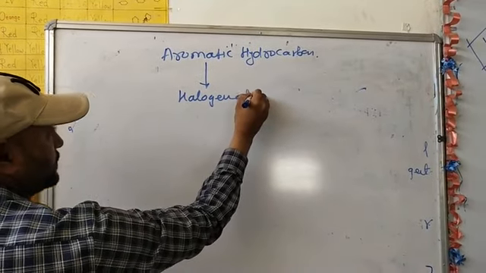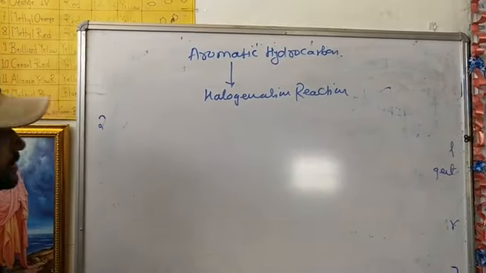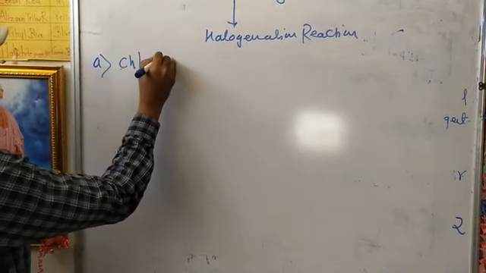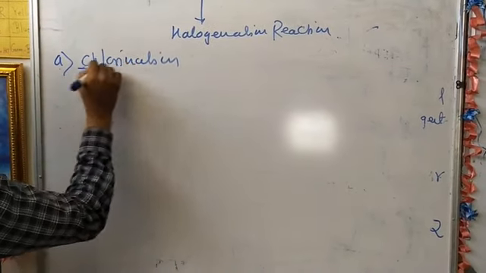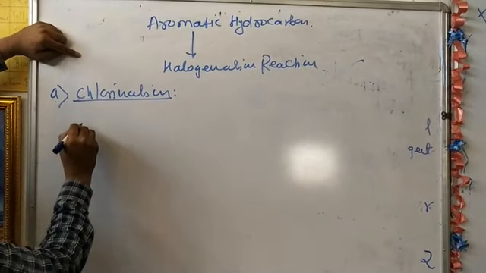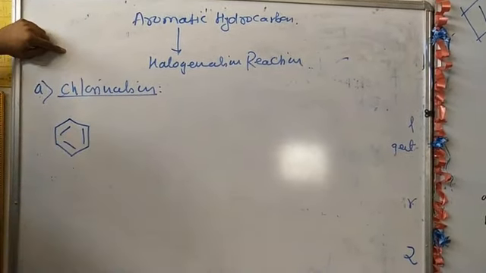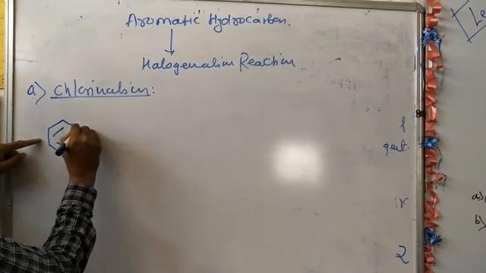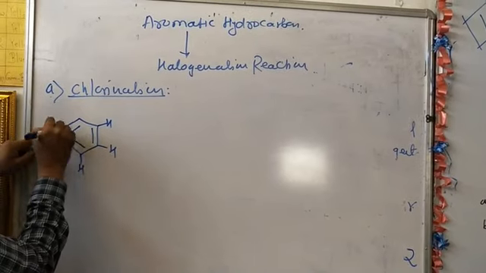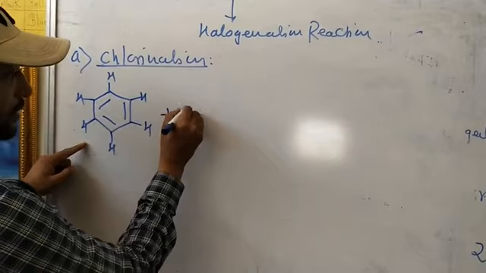Halogenation reaction. First, chlorination. So chlorination of benzene. Benzene has 6 hydrogen atoms, which undergo an electrophilic substitution reaction with chlorine.